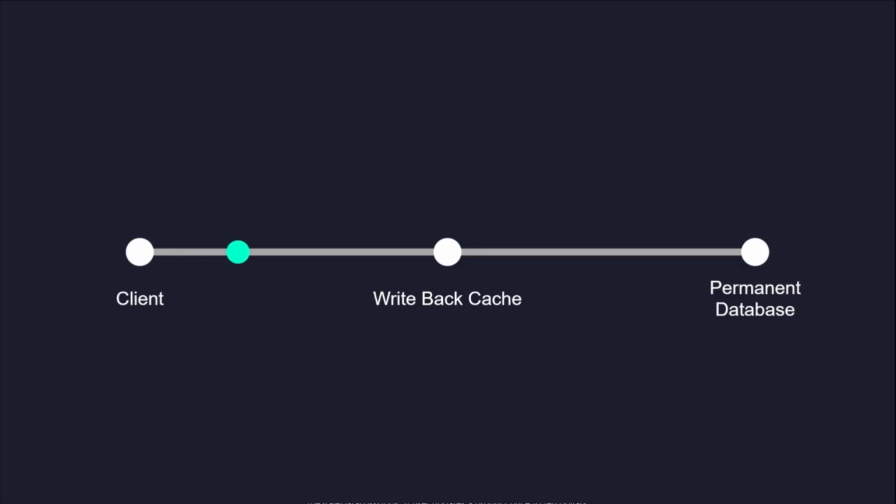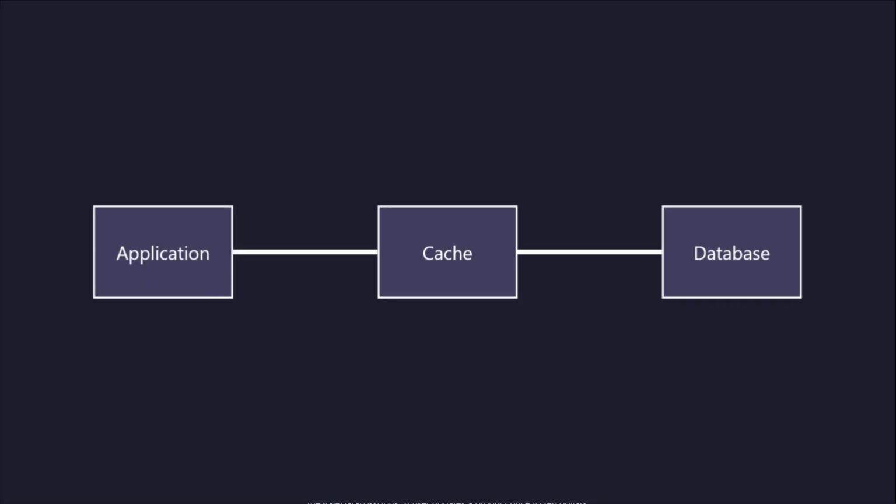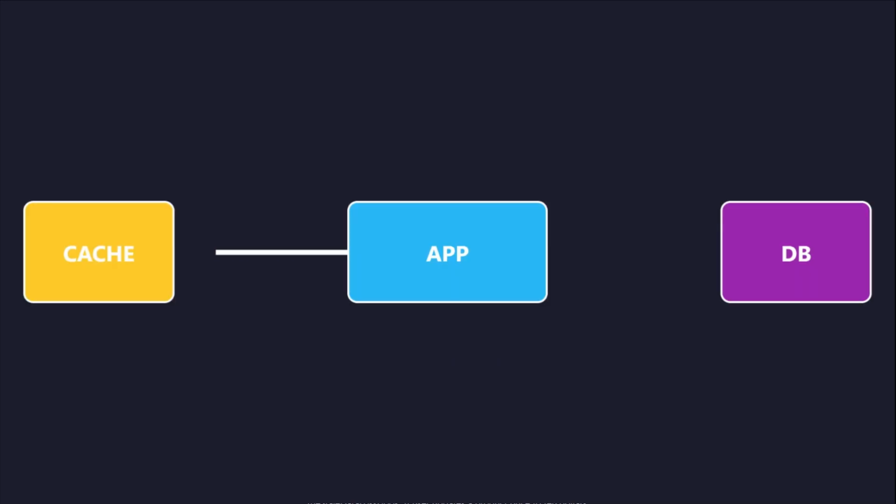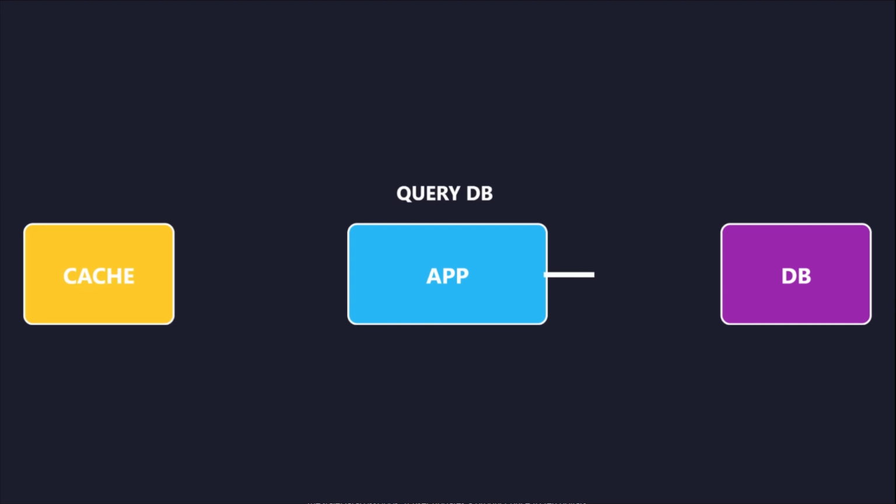Write-back caching acknowledges the write as soon as the data reaches the cache. The update to the permanent database happens asynchronously in the background, offering the lowest possible write latency. The danger of write-back is data loss. If the cache server crashes before the background process persists the data to the database, that specific update is gone forever.